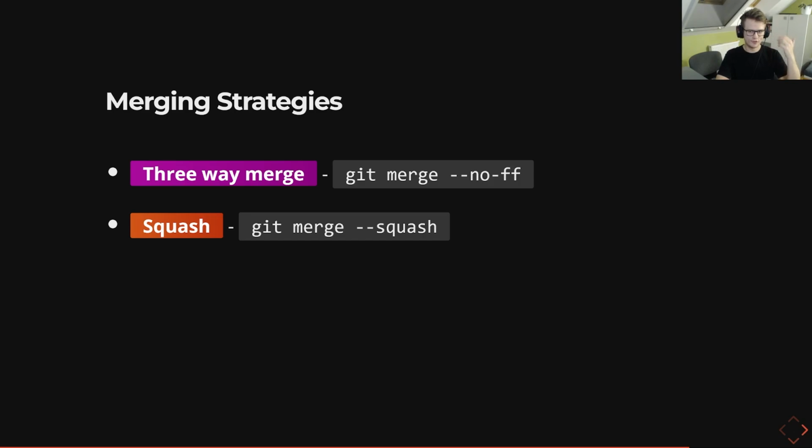We want those commits from that feature branch to become unreachable, and if they're unreachable, we no longer see them in our history, so our history is cleaner. We have all of those changes only inside our merge commit. So this is very useful.